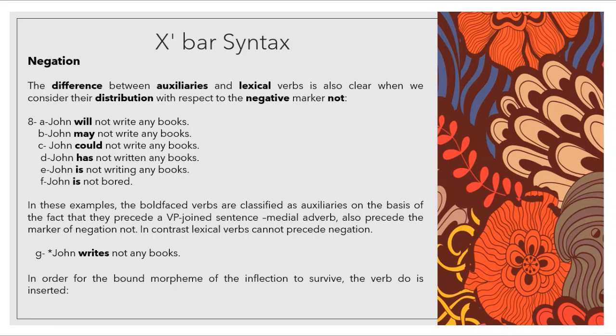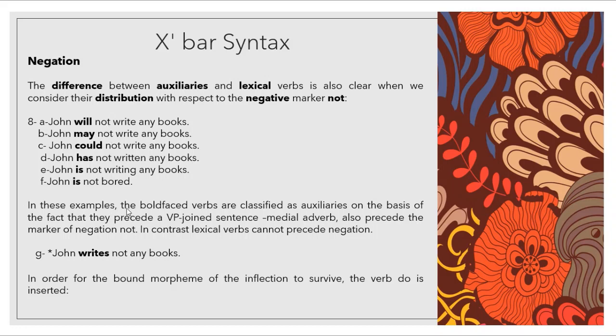The difference between auxiliaries and lexical verbs is also clear when we consider their distribution with respect to the negative marker not. So let's see these examples. John will not write any books. John may not write any books. John could not write any books. John has not written any books. John is not writing any books. And John is not bored. So here, as you can see, all these are auxiliaries, and what comes after them is the negative marker not.